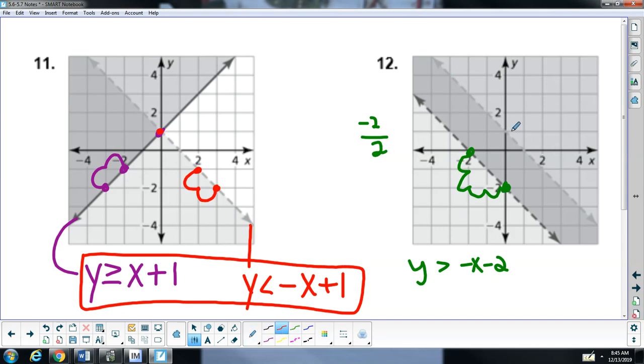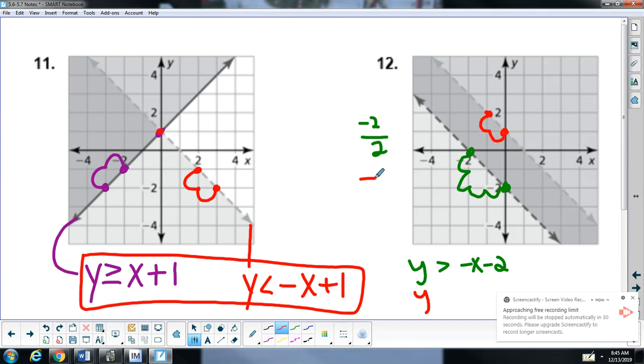My second line, I know I'm going to start off with y. Then I'm going to pick any 2 points, so here and here. Find my slope, so I'm going to go down 1 and to the right 1. So down 1 to the right 1, which tells me my slope is going to be a negative x. My y-intercept is at positive 1, so plus 1. Dashed line, so it's not equal to. The darkest shade is below, so less than. So these would be my 2 inequalities.